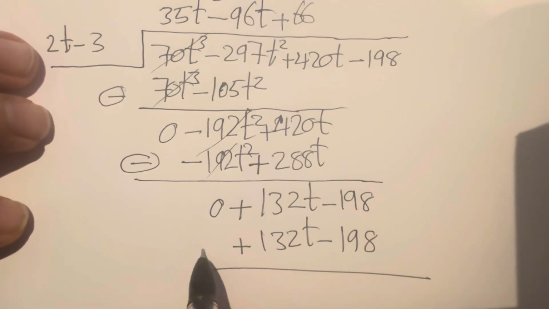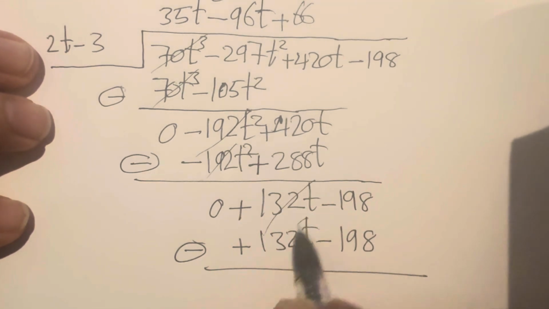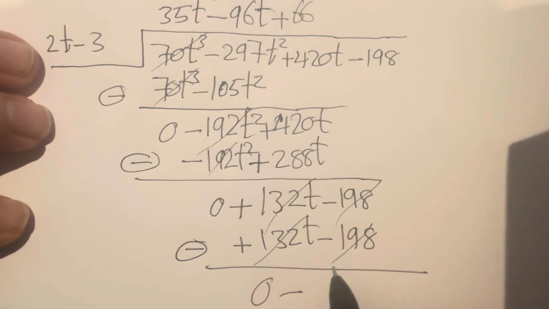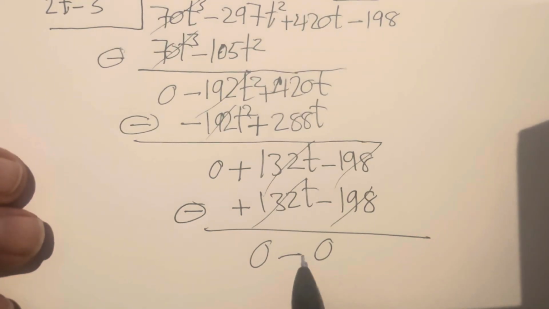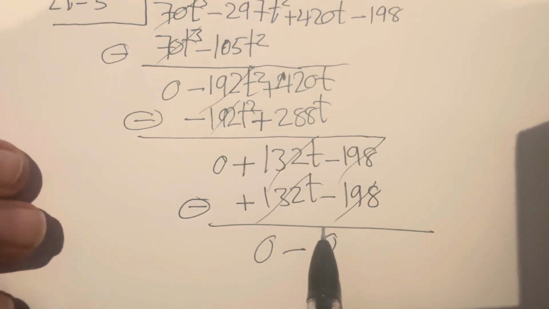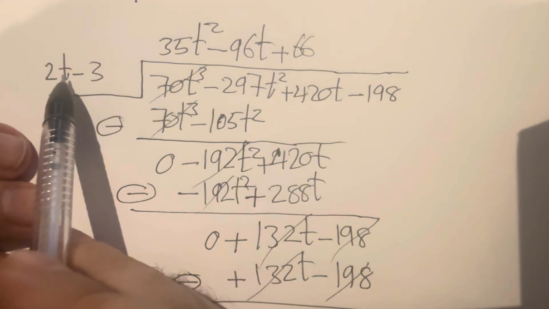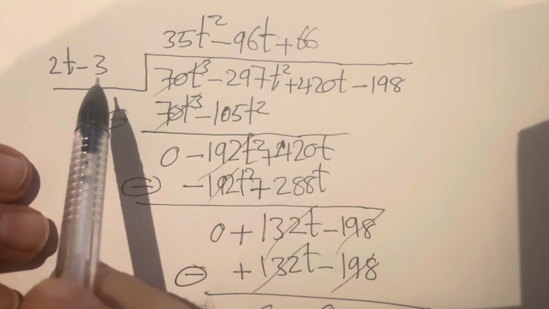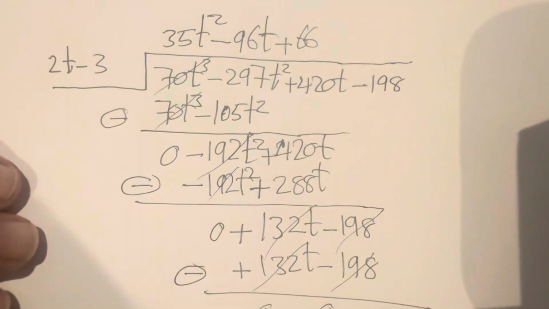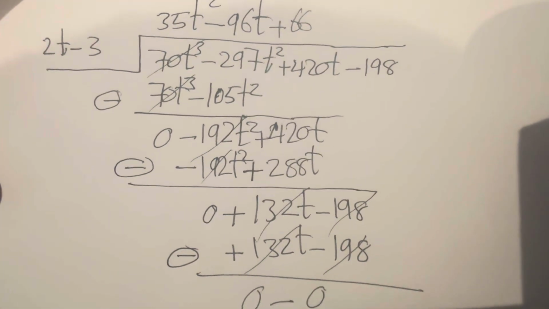So if we subtract the second equation from the first one, we get 0 for this one minus 0 for this one. Because we get 0 and 0 at the end of the equation, it's fully dividable. It means this equation divided by this equation is fully dividable. That's why we are sure now that 2t minus 3 is one of the roots.